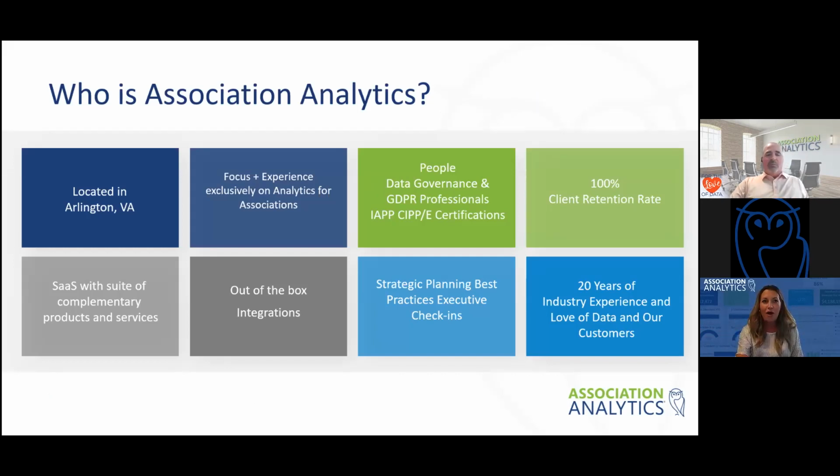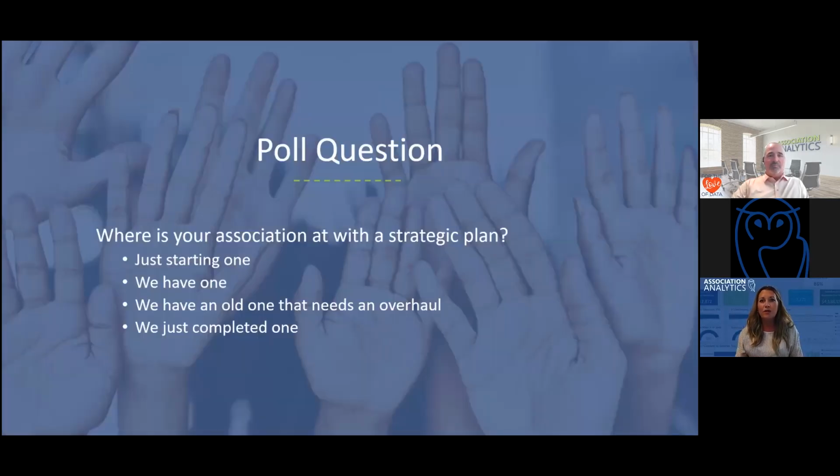So we're going to kick it off with a poll question right off the bat. Where is your association at with your strategic plan? Are you just starting one? We have one. We have an old one that needs an overhaul, or we just completed one.